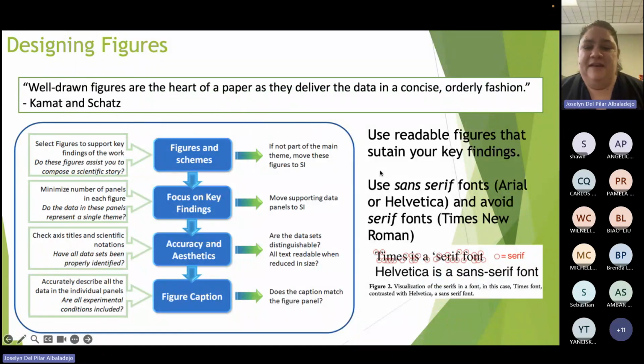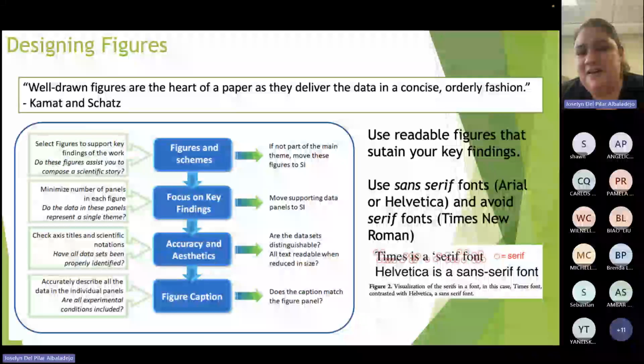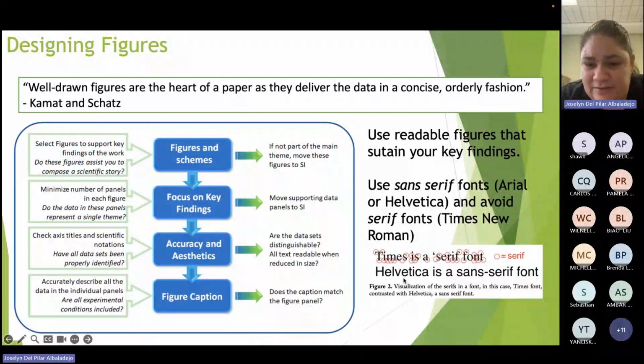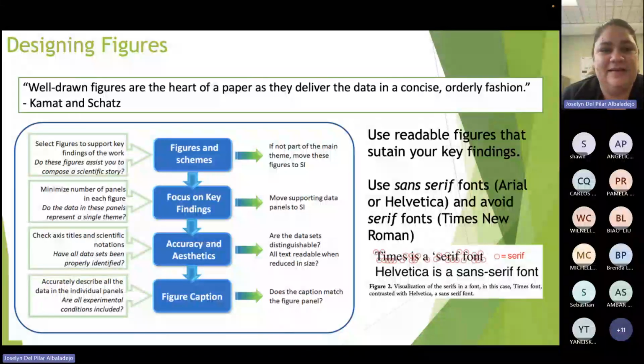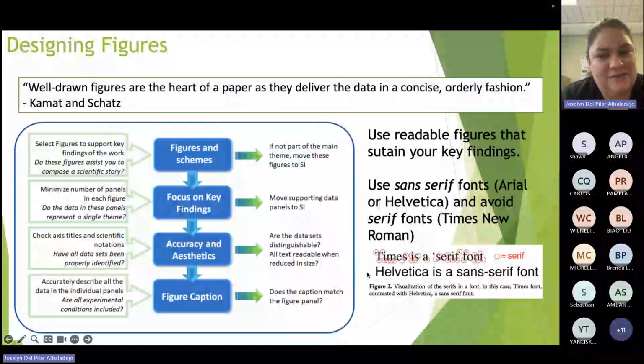Okay, the figures should use a format that is very readable, right? One of the common things that people tend to use is fonts that have these little tails on the top. What that causes for the reader is that it's not very accessible, because it makes all the letters come together in a bunch. So try to use fonts that do not have those serifs, right? Non-serif fonts.